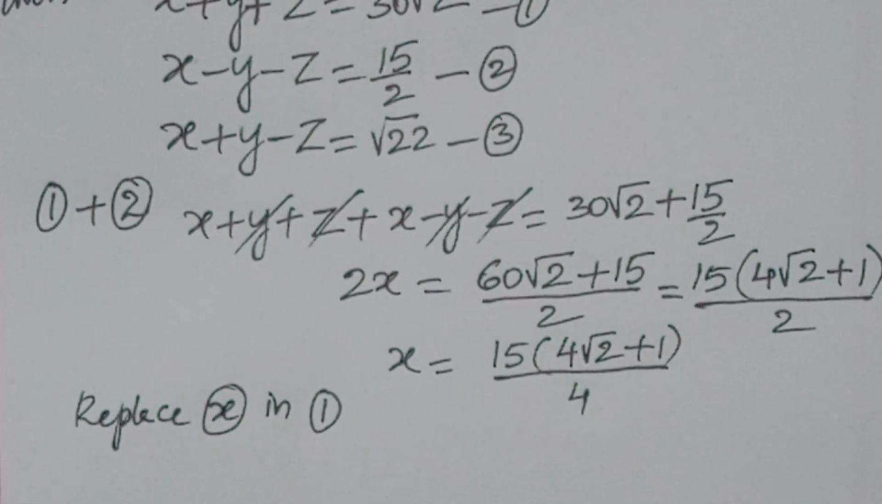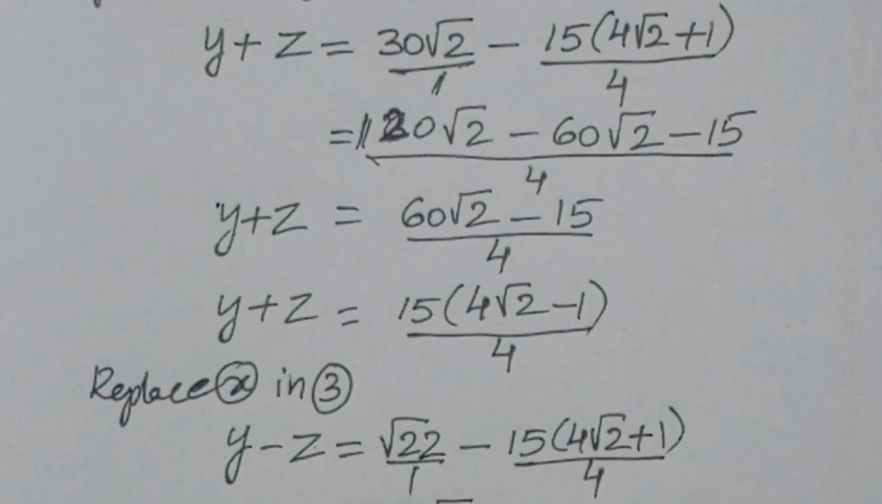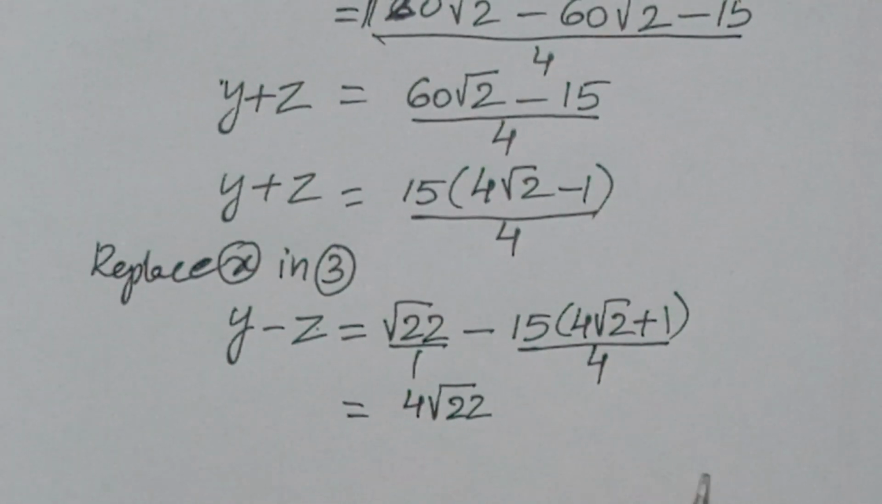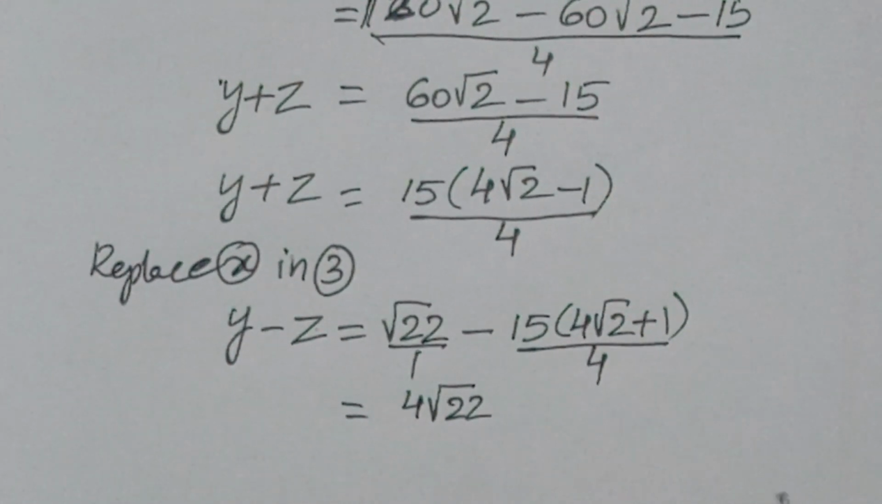Today we are looking at a Math Olympiad problem. So the question is: given x plus y plus z equal to 30 root 2, x minus y minus z equal to 7.5, x plus y minus z equal to root 22. Find x, y, z.